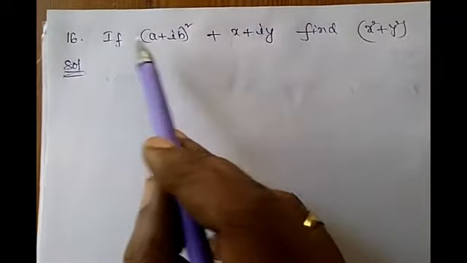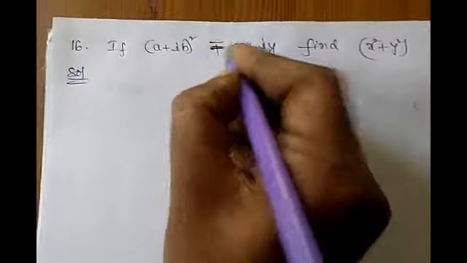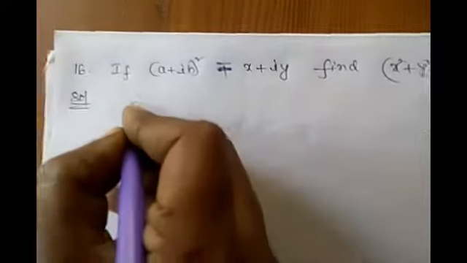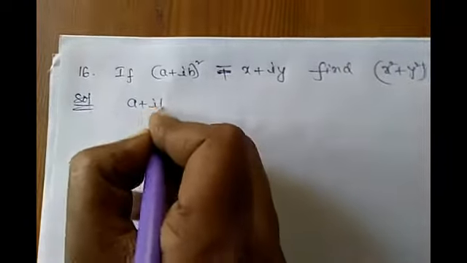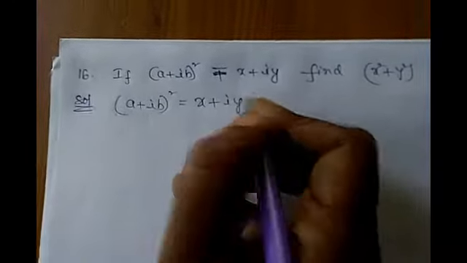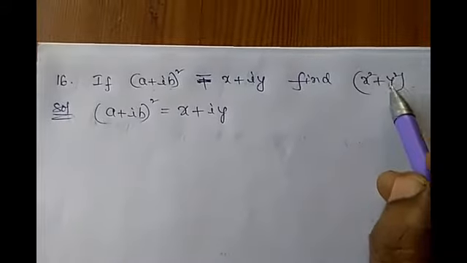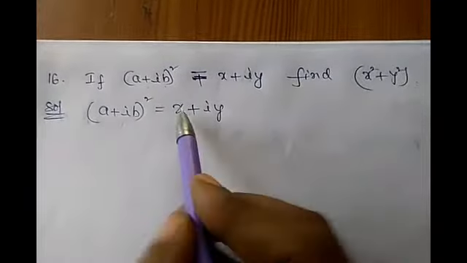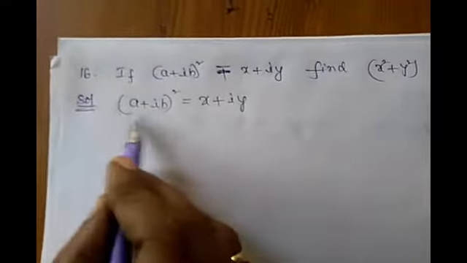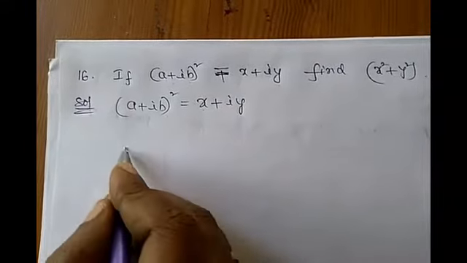The next problem is: if a plus ib whole square is equal to x plus iy, find x square plus y square. What is given? A plus ib whole square equal to x plus iy. Now what we have to find? X square plus y square. To find x square plus y square, we need to find what is the x value and what is the y value. For this, simplify the left hand side by using the a plus b whole square formula.